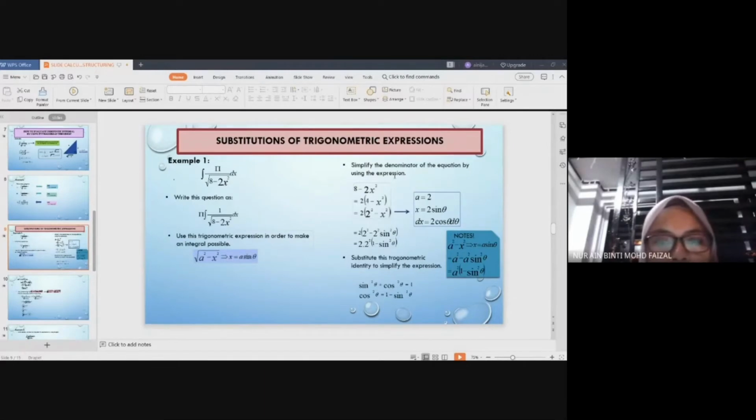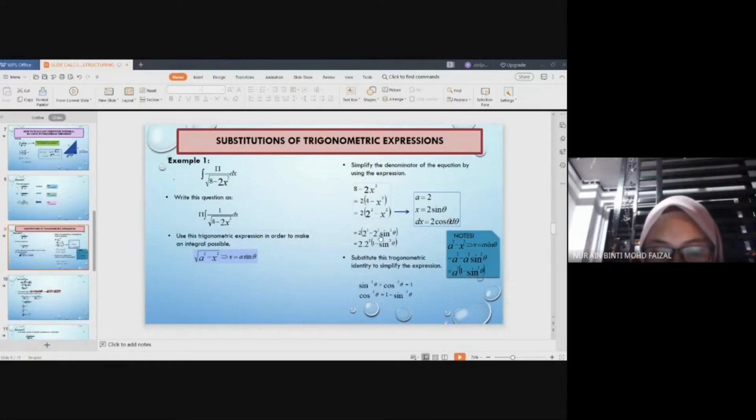Okay, simplify the denominator of the equation by using the expression. You can write 8 minus 2x squared and factor it as 2 times 4 minus x squared. And then you can see now clearly the pattern of 2 squared, which is equal to 4, 2 squared minus x squared. And then you can get a equal to 2, and then x equal to 2 sine theta. And then let's make the substitution.